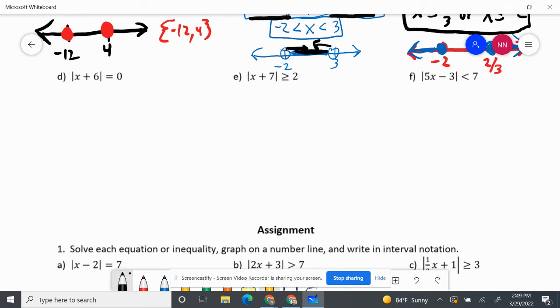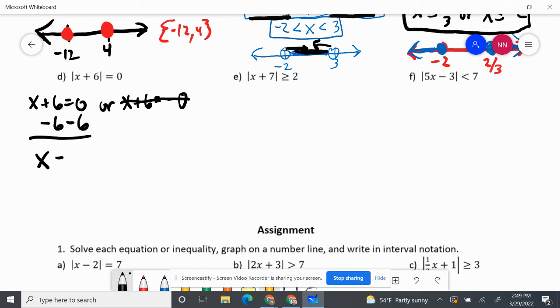With the first one, I'm going to write my 2 different equations, x plus 6 equals 0, or x plus 6 equals negative 0. Now, a few of you might have noticed, what's the difference between 0 and negative 0? Absolutely nothing. This is one of those situations where an absolute value only has one answer, not 2. So here we have x is equal to negative 6. It only has one answer.